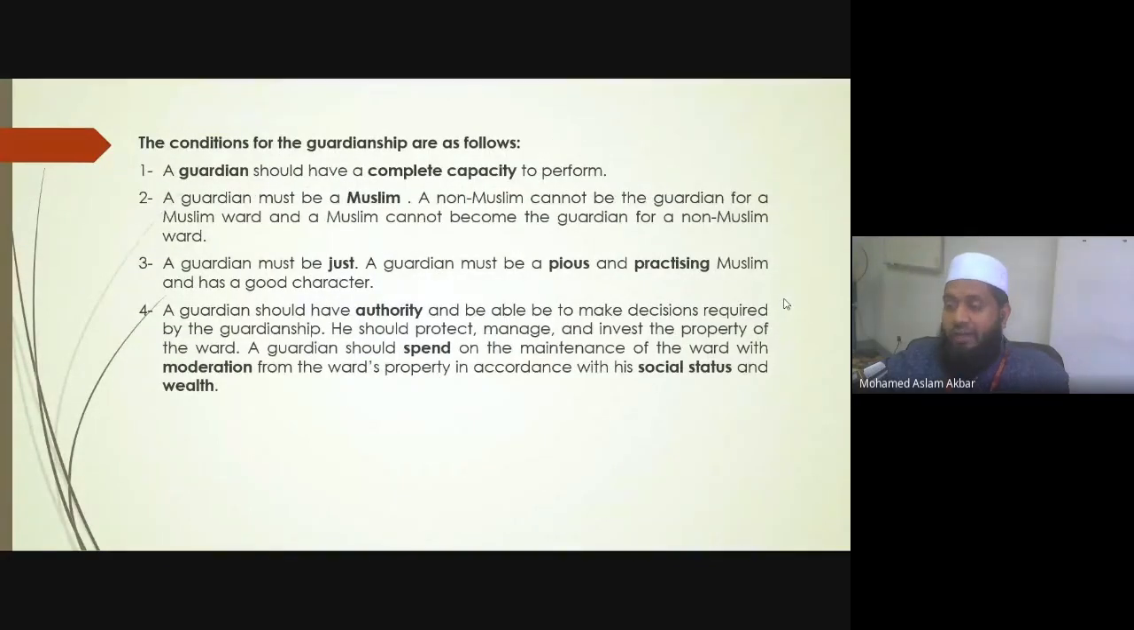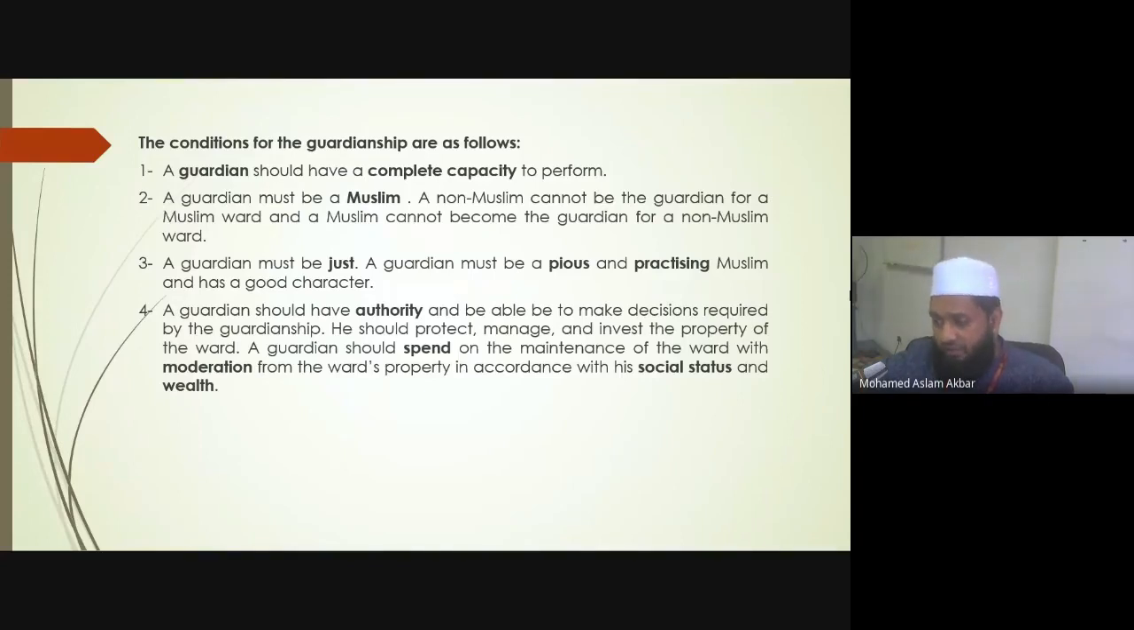The conditions. What is the condition? Who can become a guardian? A guardian must have complete capacity. A minor cannot become a guardian for a minor. For example, there is a big brother and a small brother, but if both of them are minors, the big brother cannot become the guardian of the small brother. You understand the point? A guardian must be Muslim. As I told you, this is walayah. If you are a Muslim, your guardian must be a Muslim. A non-Muslim cannot become the guardian.